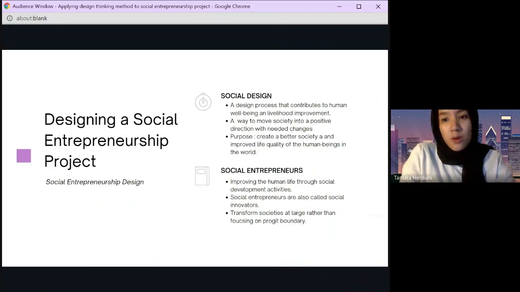Social entrepreneurs hold the same ideology with the effort of improving the human life through social development. It transforms societies at large rather than focusing on profit boundaries. Next.